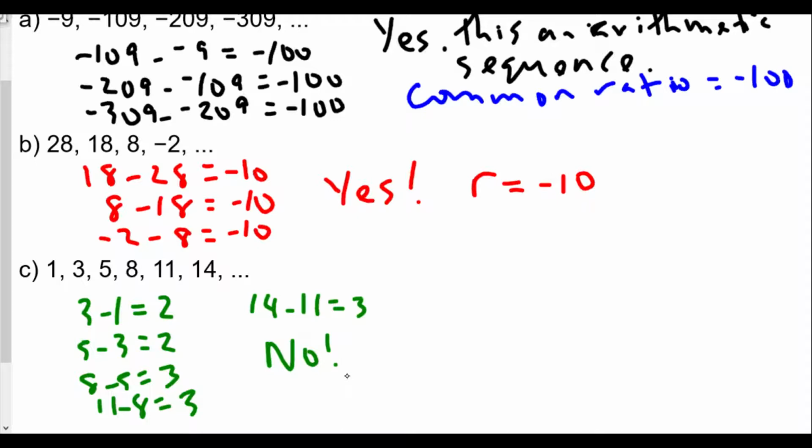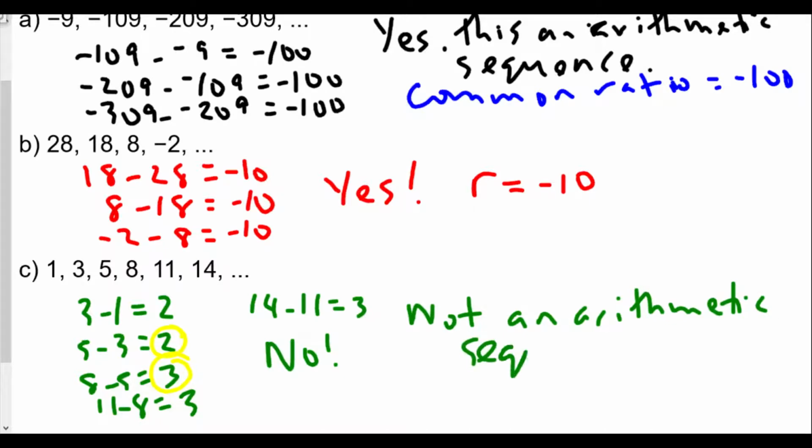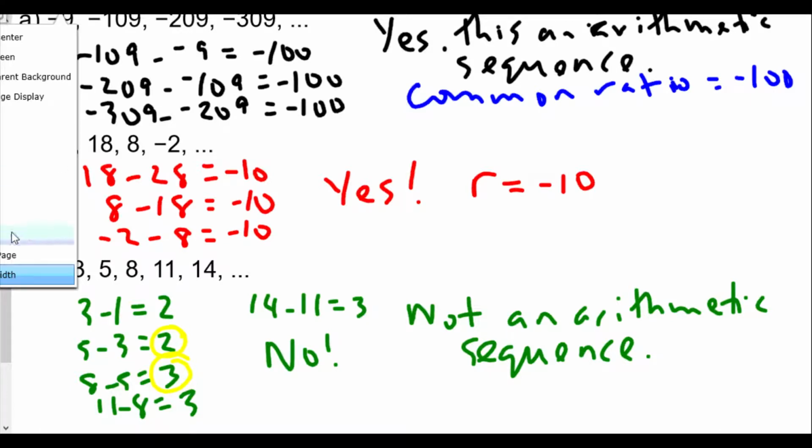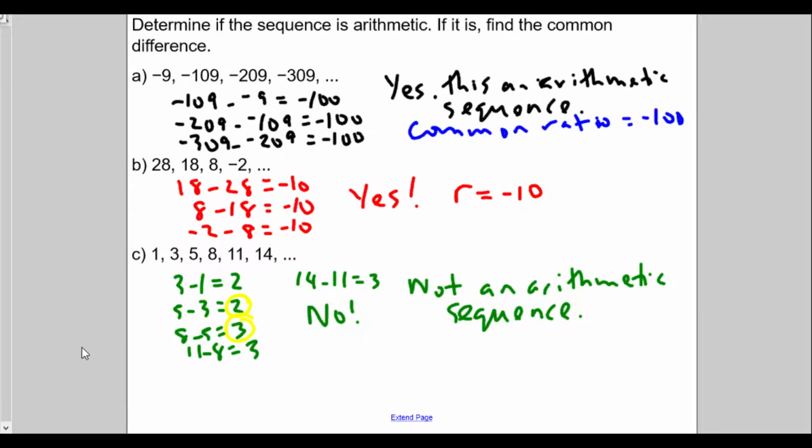No, not a common difference, because you don't have the same difference. Even if there's a break in between, it must be consistent for all situations. So the answer is no. This is not a common difference. It's not an arithmetic sequence. It is a sequence though, but not an arithmetic sequence. Okay, I'll make this full page so you guys can see.